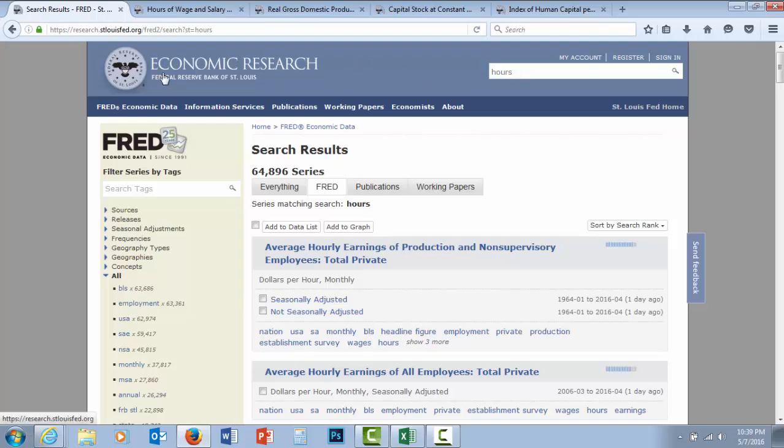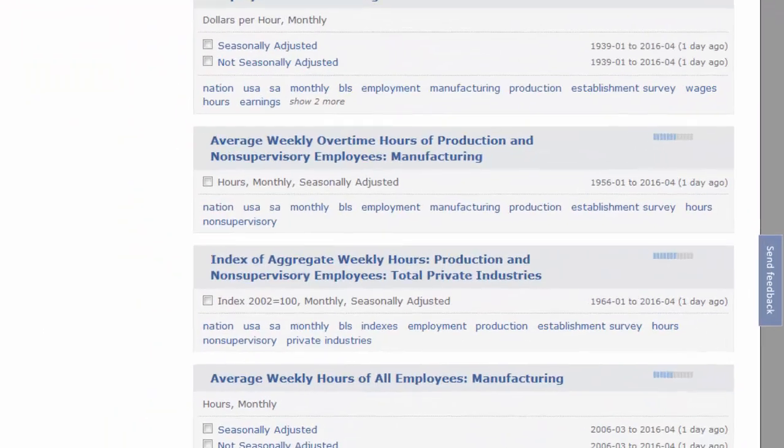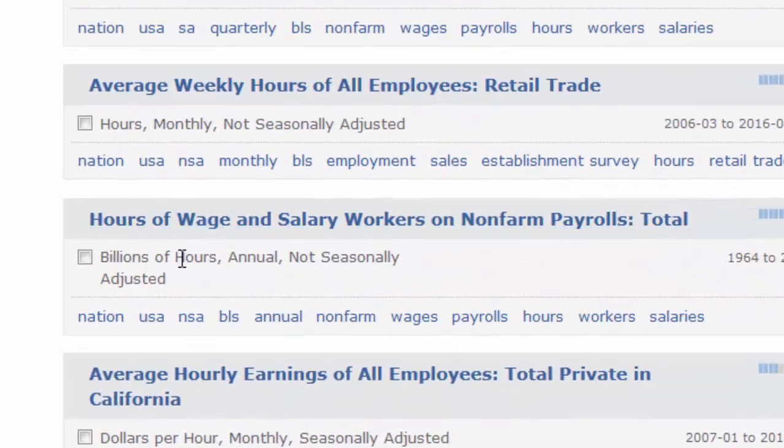So I went to the site and I did a search string here, hours, because I didn't know exactly what the title of the series would be, but if I search hours, everything dealing with hours comes up. And I scrolled through here. I don't want average hours, I want total hours, so eventually came down here. And I find this one here, hours of wage and salary workers on non-farm payrolls total. So that's what we're interested in here, the total hours worked per year.